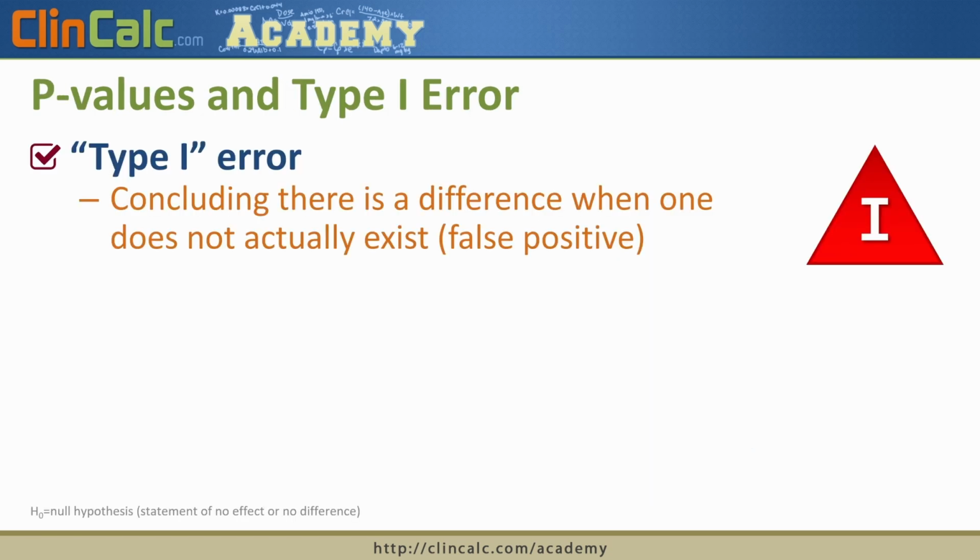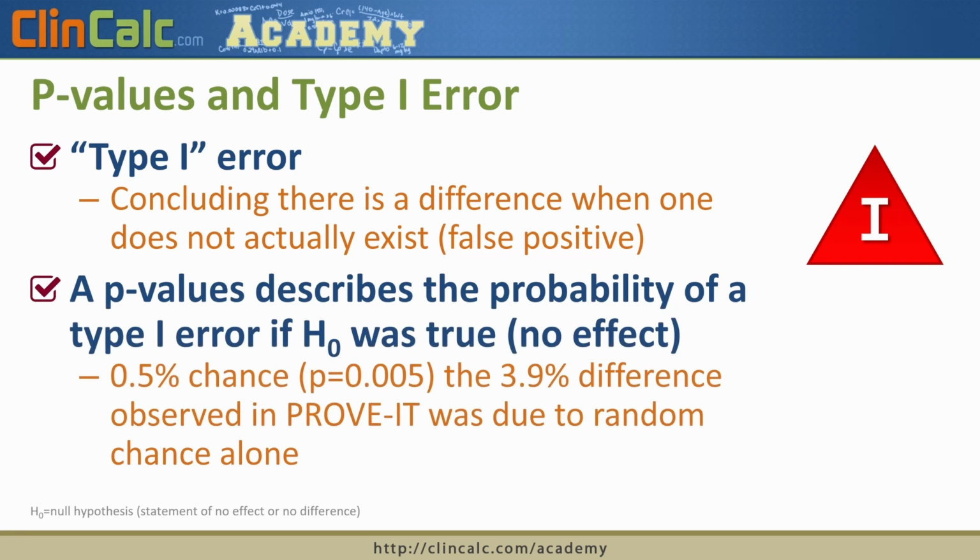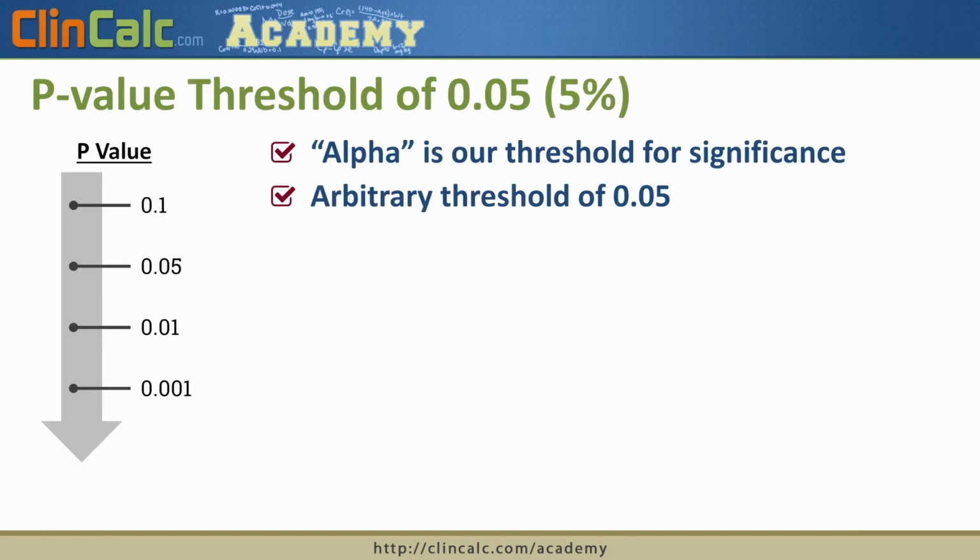So when it comes to p-values, there's a type of error called a type 1 error that we need to be aware of. A type 1 error is a false positive result. It means that we conclude that there's a difference, that atorvastatin is better than pravastatin, when it actually isn't. So we conclude a difference is there when one does not actually exist. And the p-value is telling us the probability of that type 1 error, assuming that the null hypothesis is true. So in the PROVE-IT trial, our type 1 error rate is 0.5%, meaning a 0.5% chance that this was due to random chance alone, or in other words, a 99.5% chance that this was not due to random chance alone.